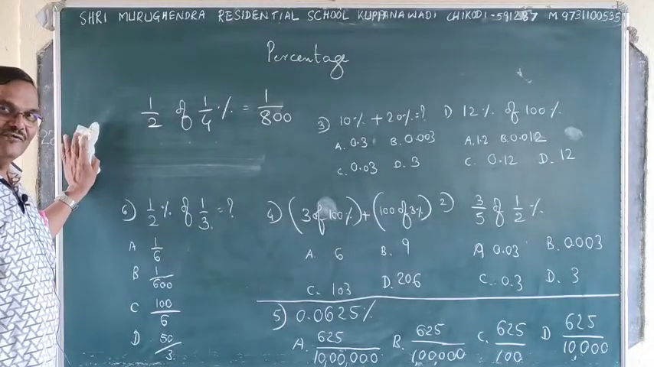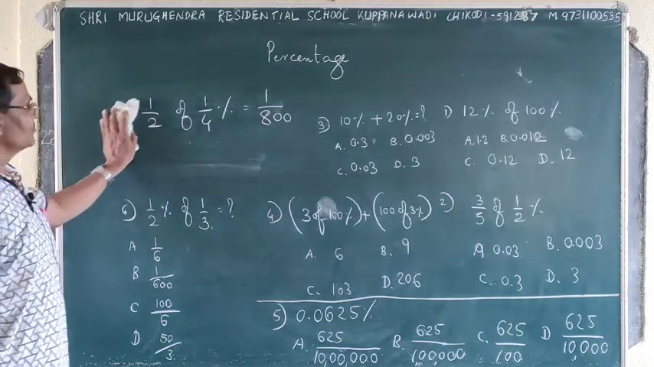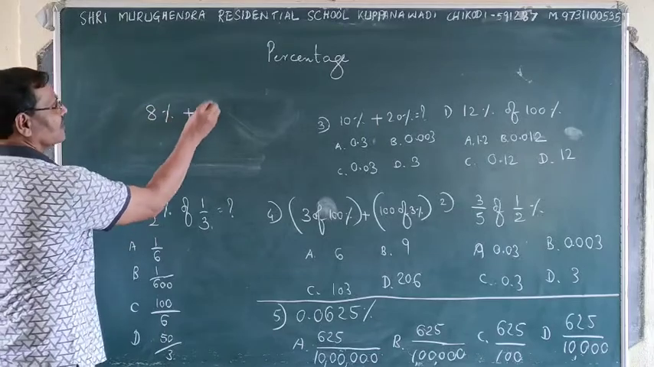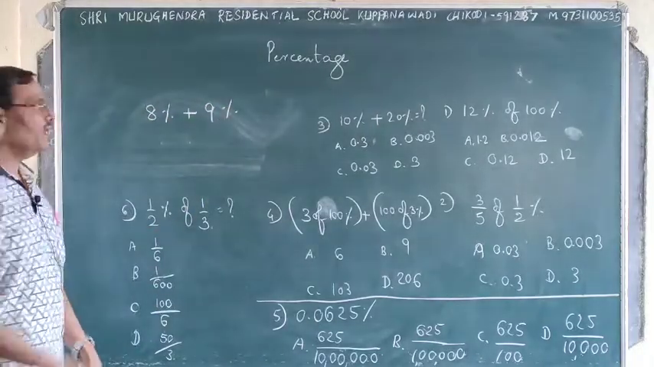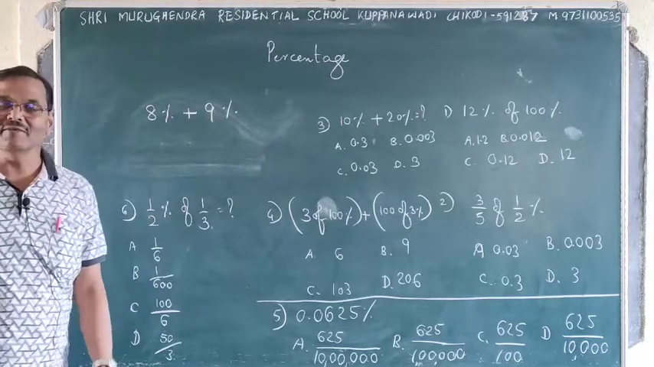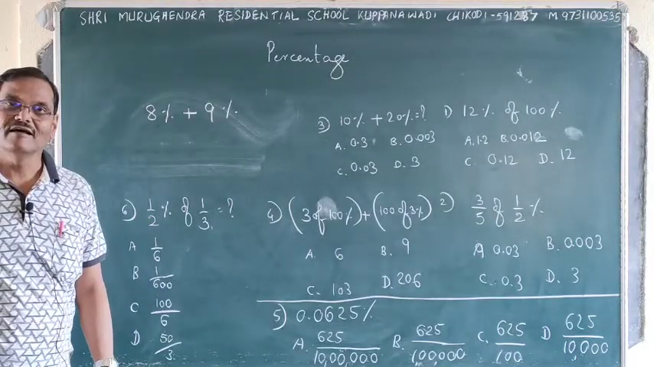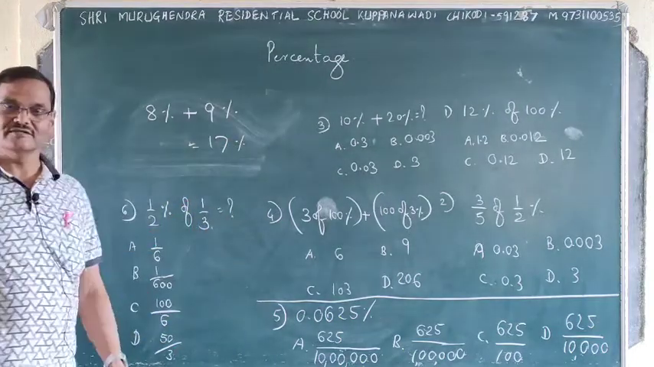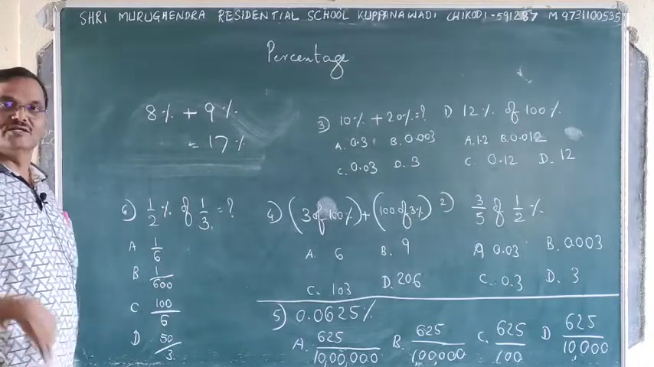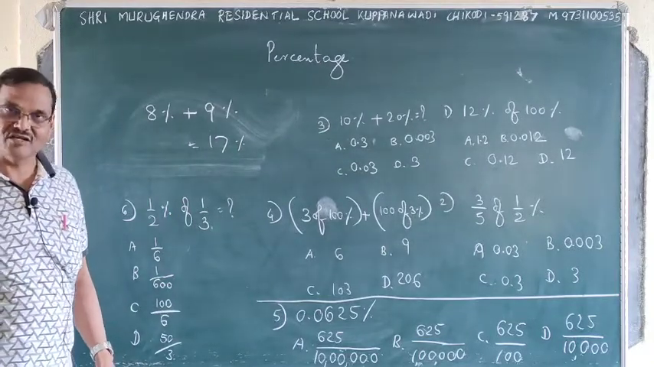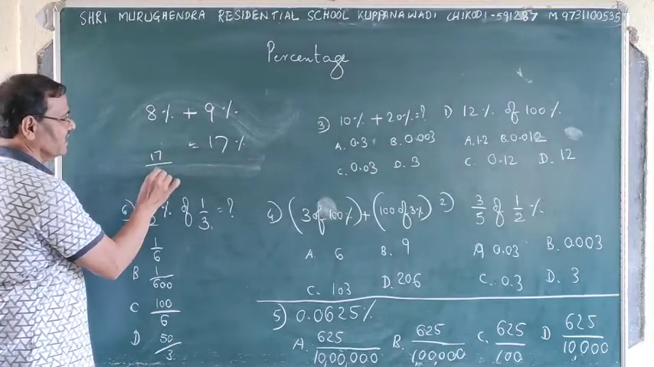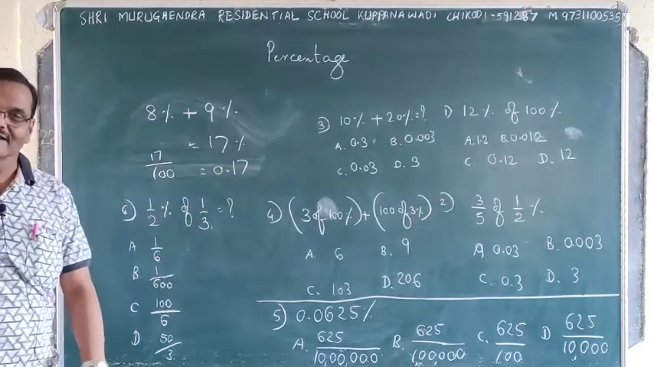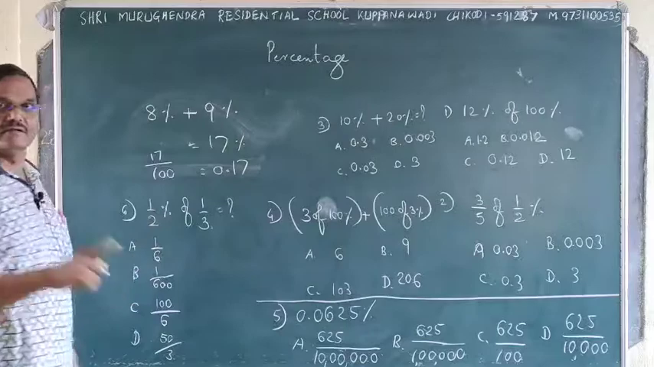Okay? See, you understood now? Mostly you understood. Then if it is so, 8% plus 9%. See, when A is there, 8A plus 9A is equal to 17A, it is 17%. If your answer is in decimal and fraction, then it will be 17/100 or else 0.17. Like this, plus. Got?